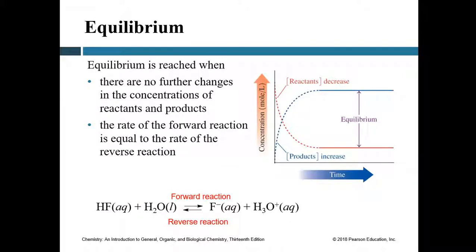Now, equilibrium is reached when there are no further changes in the concentrations of reactants and products. Notice they said no further changes in the concentrations. It doesn't mean the reaction stops. It's just that the concentration doesn't change. So the rate of the forward reaction is equal to the rate of the reverse reaction. What that really means is that the amount of these that are dissociated to form these is equal to the amount of these products that are recombining to form our original reactants.